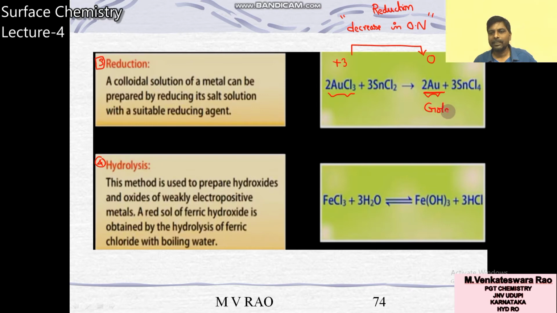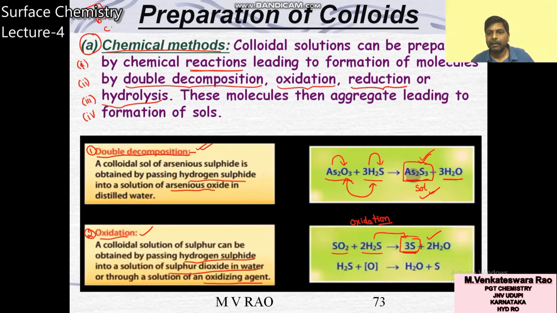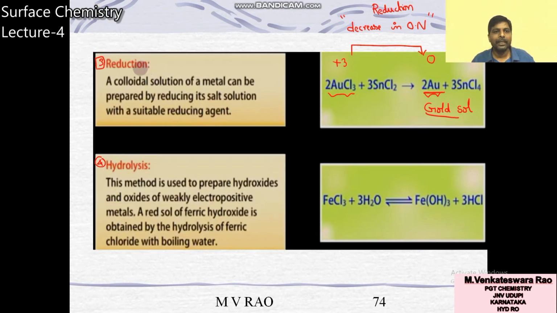Here the product is gold sol. In the first method, arsenious sulfide sol is formed. In the oxidation method, sulfur sol. In the reduction method, gold sol.